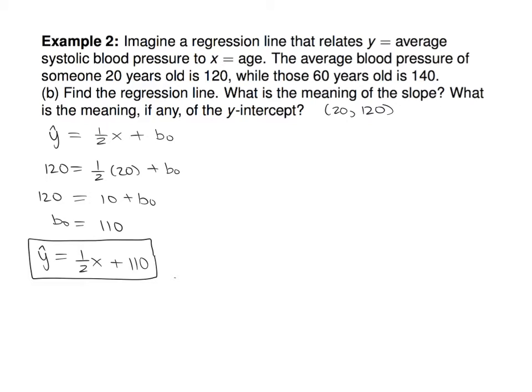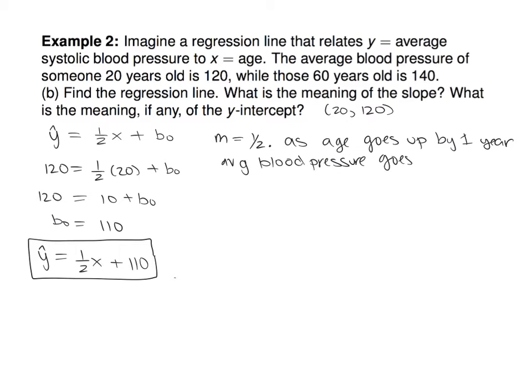Okay, what is the meaning of the slope and what is the meaning of the, if any, of the y-intercept? So the slope we said is 1/2. We kind of already discussed this meaning. And it says as age goes up by 1 year, average systolic blood pressure goes up by a half.